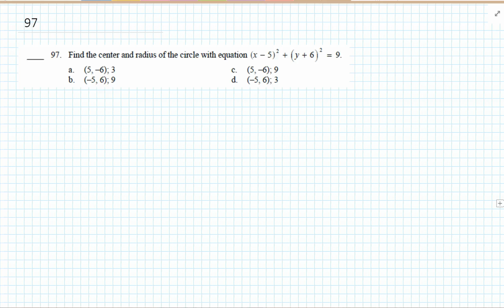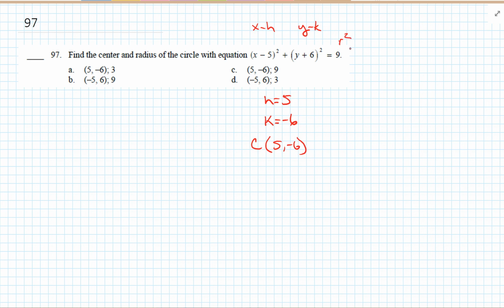Next, 97. Find the center and the radius of the circle with the equation. So again, we know it's x minus h and y minus k. So our h value is 5. Our k value is negative 6. So the center of this circle is 5, negative 6.